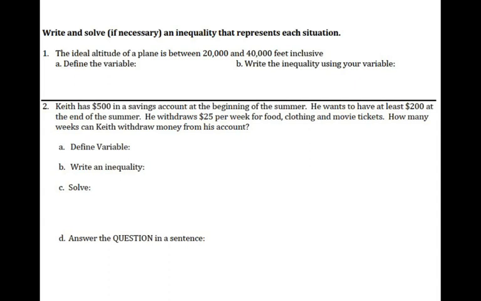So for number 1, it says the ideal altitude of a plane is between 20,000 and 40,000 feet inclusive. So the first thing we want to do is define the variable. I'm going to let x equal the altitude. And we want x to be in between 20,000 and 40,000. So x has to be in between those two values.